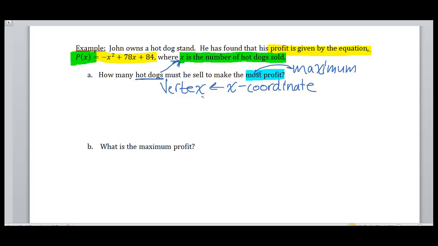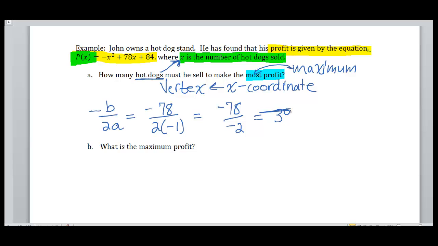Remember that the x coordinate of your vertex, when it's written in this form right here, is negative b over 2a. And so I'm going to have negative 78 over 2 times negative 1. Well, that's negative 78 over negative 2. And that is going to equal 39. So for this example, he must sell 39 hot dogs in order to make the maximum profit.